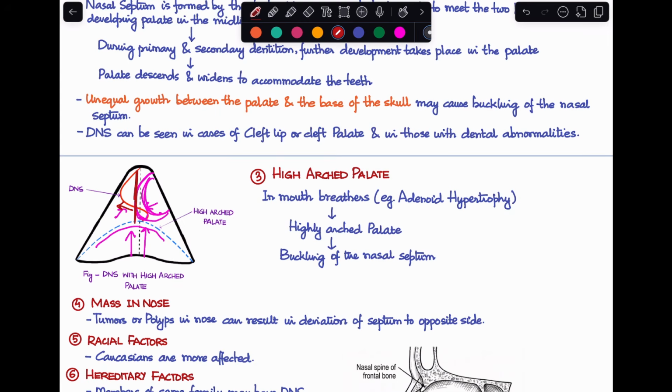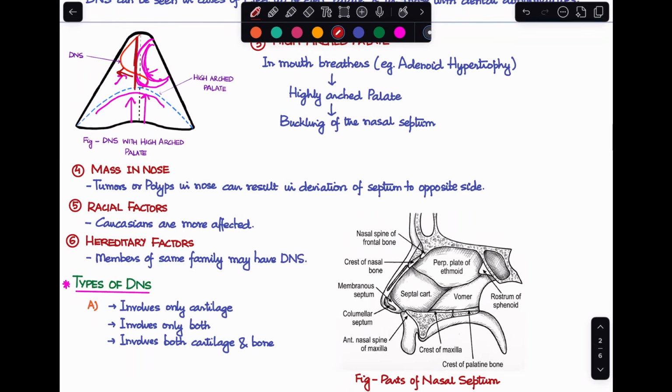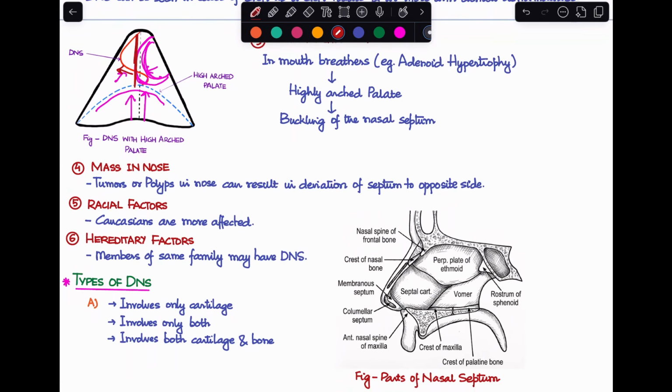Other than this, we have some racial factors, like Caucasians are usually more affected by this, and hereditary factors, where it has been seen that members of the same family can have DNS. So these are our 6 causes of DNS. The first is trauma, which is most important. You can have birth trauma, you can have trauma from accidents later in life. Second is developmental error. Any issue in development of the palate and anything between the palate and the base of skull can lead to buckling of the septum. Then we have high arched palate in mouth breathers.